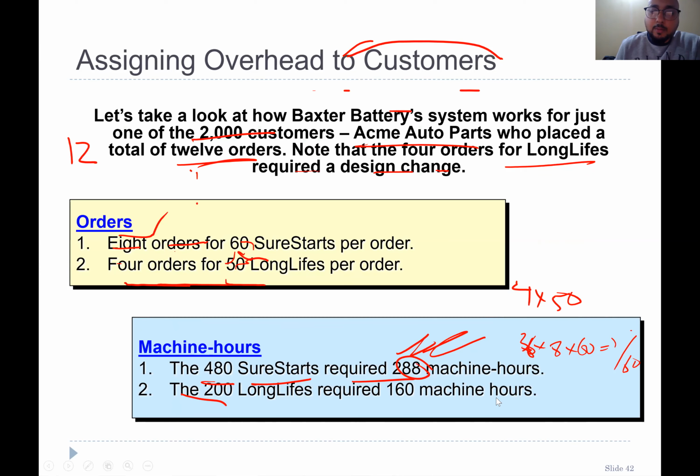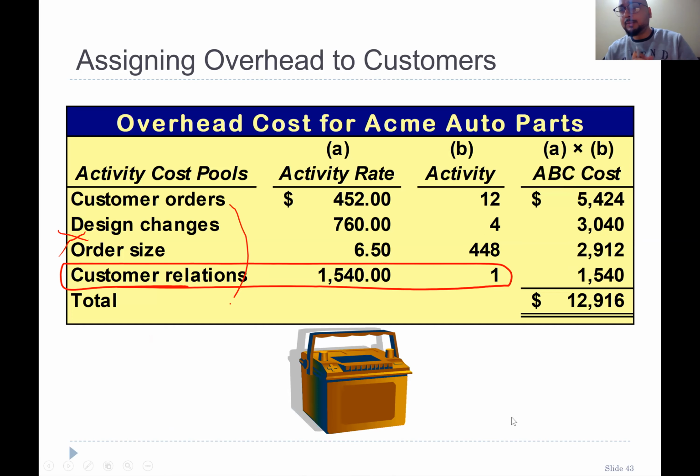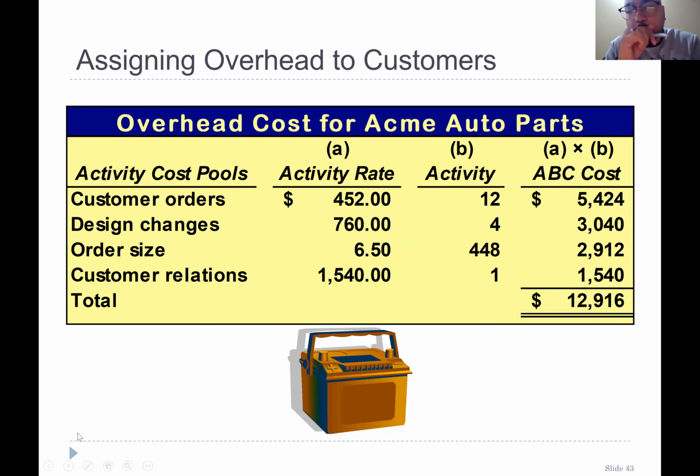So how can we find out how much this customer costs us? Similarly, multiply with the activity rates, that's it. So customer orders, total number of orders, 12, right? 8 short start, 4 long life. So in terms of orders, total cost is 5,424. Design changes are only applicable to long life. So there are 4 orders, right?